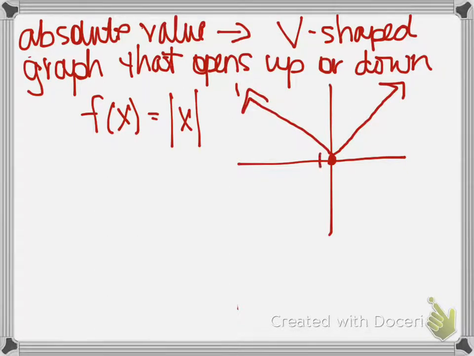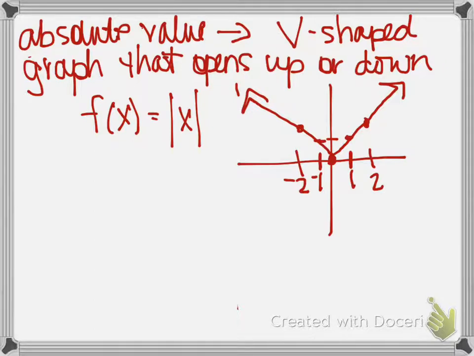Because if I put in -1 for x, it's going to actually equal 1. If I put in +1 for x, it's going to come out to equal 1. The absolute value of -1 is 1. The absolute value of 1 is 1. The absolute value of -2 is 2. The absolute value of 2 is 2. So you can see why your absolute value function looks the way that it does.